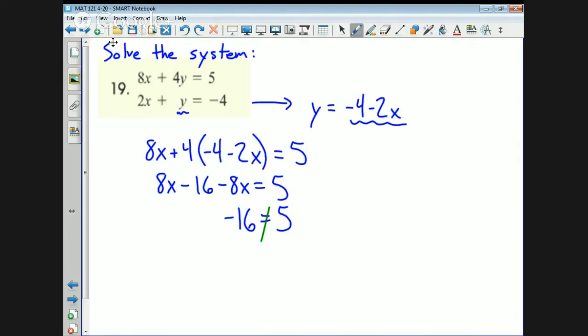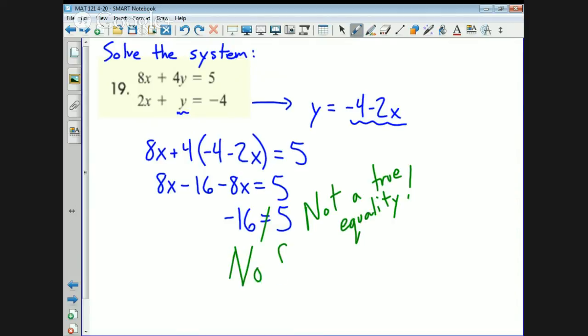This is not like the last problem where I got the nice 0 equals 0, or something equals something that was true. Here I'm getting something that is not true. -16 doesn't equal 5, so not a true equality. When you see that, pop out of there. No solution. You're done. All the variables go away, and the things that are supposed to be equal to each other are not. It's not the infinite case, it's the no solution case, and you're done. And that means then that this would be an inconsistent system with independent case.